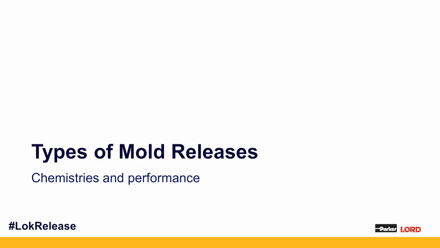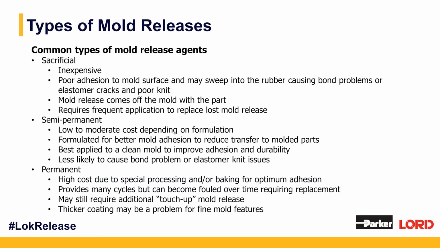Next, we will discuss the types of mold releases, chemistries, and some performance. There are 3 categories every mold release can be placed in: sacrificial, semi-permanent, and permanent. The sacrificial mold releases are generally inexpensive, can easily transfer to the part, and require frequent applications. Semi-permanent are moderate cost, formulated to adhere to the mold to limit transfer to the part, require a clean mold for the best performance, and are less likely to cause bond problems.